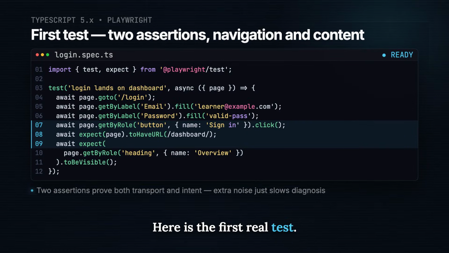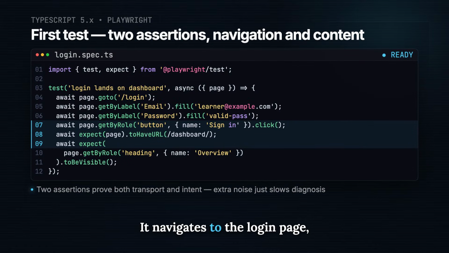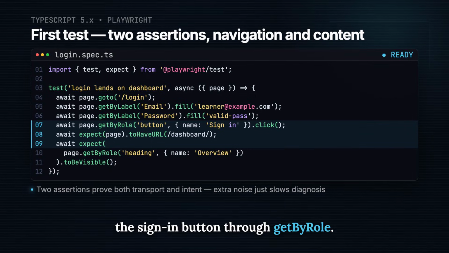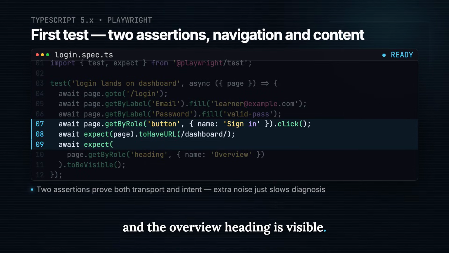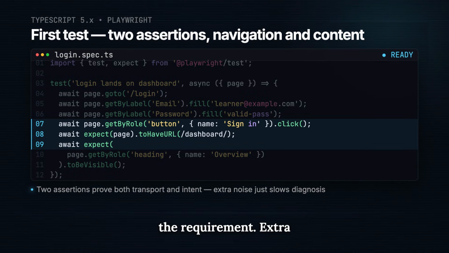Here is the first real test. It navigates to the login page, fills the email and password through getByLabel, and clicks the sign-in button through getByRole. Then it makes 2 assertions: the URL matches dashboard, and the overview heading is visible. 2 assertions prove both the navigation and the content. Do not pile on random assertions. Keep only the ones that reflect the requirement. Extra noise makes the next failure harder to diagnose.